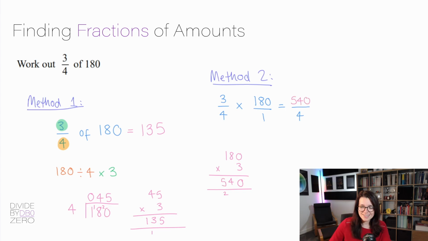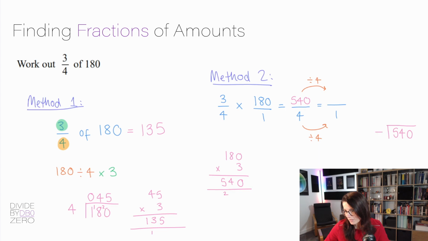Now, it's a good idea to simplify this. So again, doing the division trick, maybe divide the top and bottom by 4 this time. 4 divided by 4 is 1, and then 540 divided by 4 we can do with a bus stop. 4 goes into 5 once, remainder 1. 4 goes into 14 3 times, remainder 2, and then 4 goes into 20 5 times. So we get 135 over 1, which is the same as just 135. Same answer, 2 different methods.